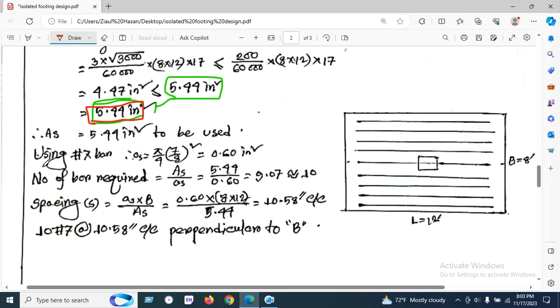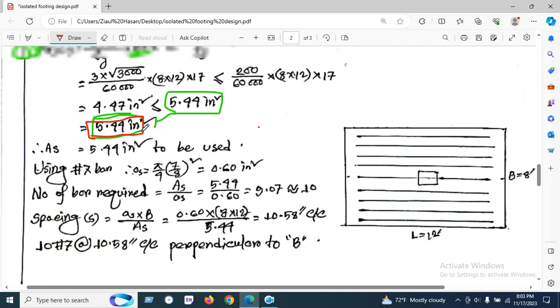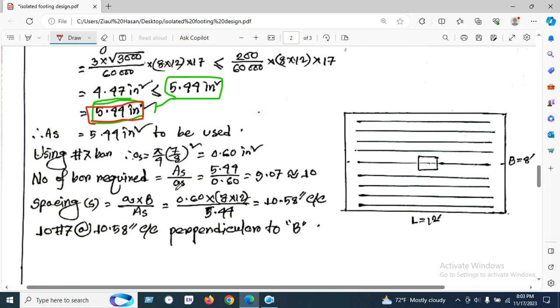Okay, so now we will use the number 7 bar. The area of the number 7 bar is pi by 4 into (7/8) inch squared, which is 0.60 inch square. The number of bars required is As divided by the area of the bar we have used, and we found 9.07, which is similar to the 10 number 7 bars we have used along the L direction.